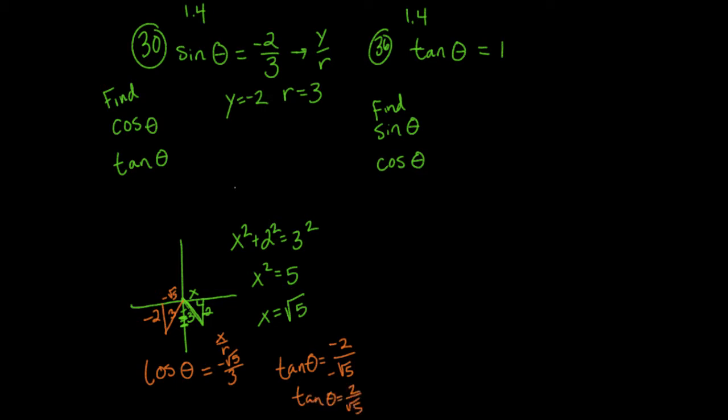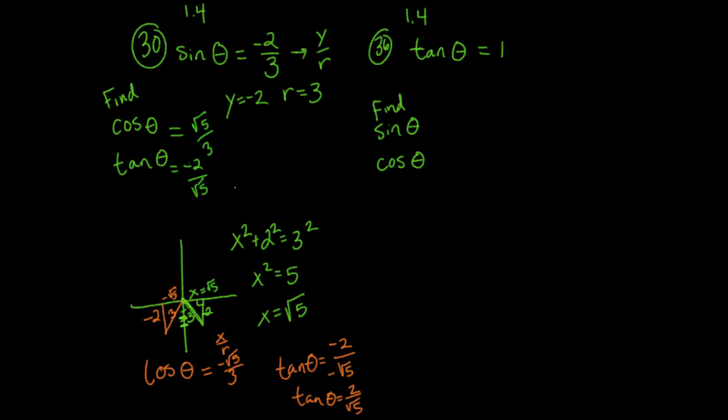All right, now going back to the original triangle in the green realm, cosine of theta, if I'm looking at these two sides, I know that x is equal to this positive square root of 5. So cosine of theta is square root 5 over r, which is 3. Tangent of theta, once again, it's going to be y, which is -2, over the square root of 5. So for tangent of theta, you have two different values. This one's negative and this one's positive.